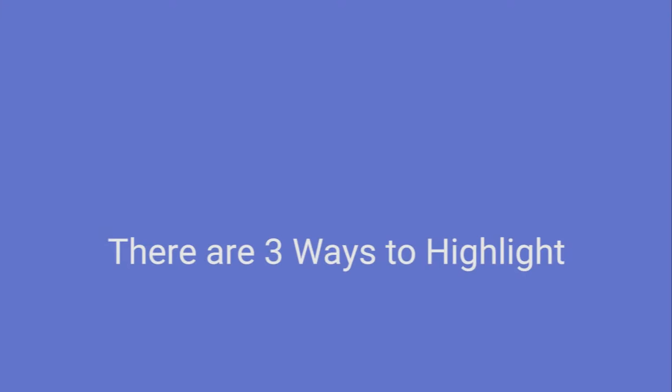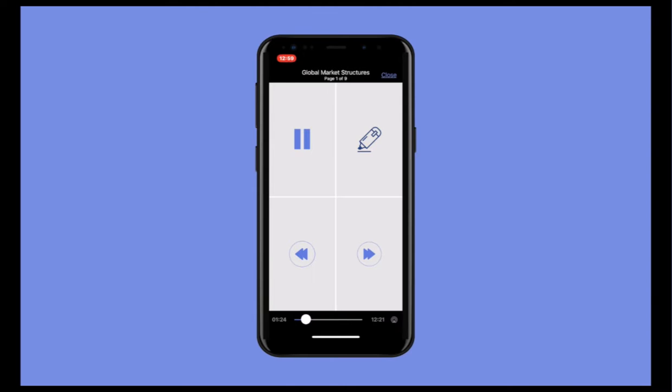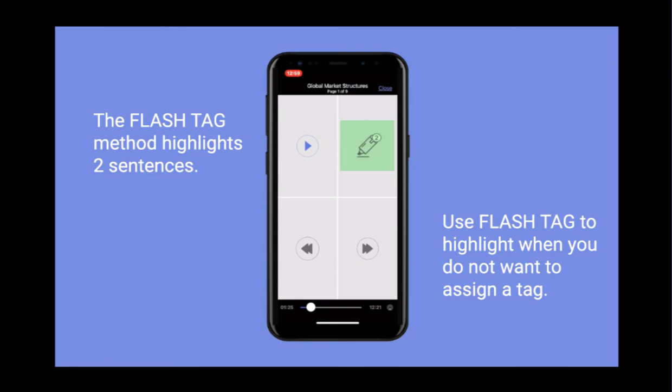Within the Note mobile app, there are 3 ways to highlight your IQBooks. First, while listening to an IQbook, simply press and hold the highlighter button. This method will highlight the last 2 sentences you've listened to and save it to your flash tag.